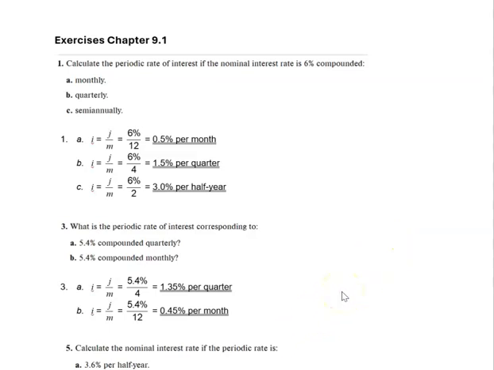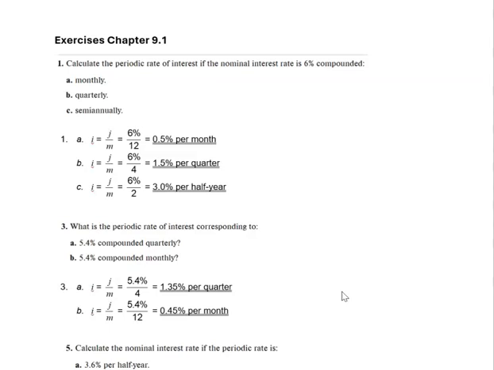Calculate the periodic rate of interest. If the nominal rate or the annual rate, nominal and annual is the same thing, just a different name, is 6%. And if you remember in the formula, the 6% is represented by J. So we have the base formula: I, your periodic interest rate, equals J, your annual, divided by M, which is your number of compounding periods in a year. So for monthly, we're going to divide the 6 by 12 to give you 0.5% per month.